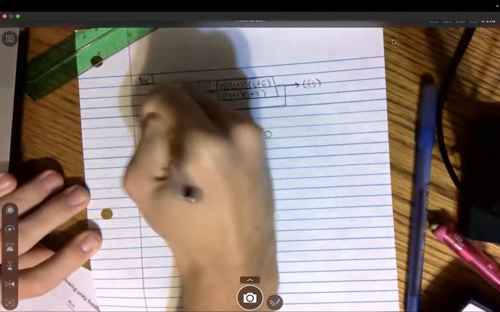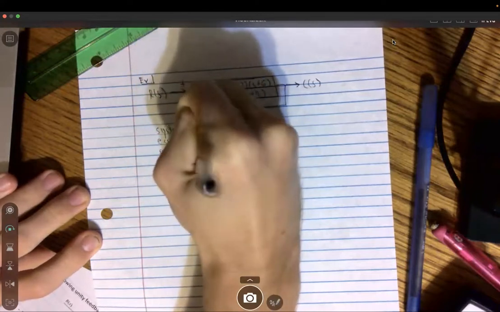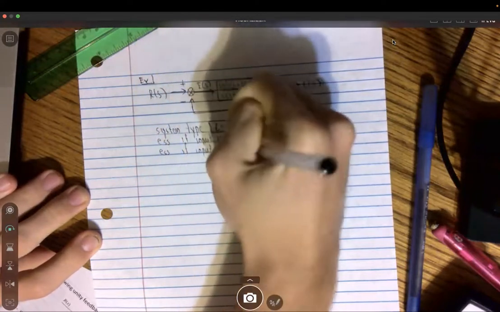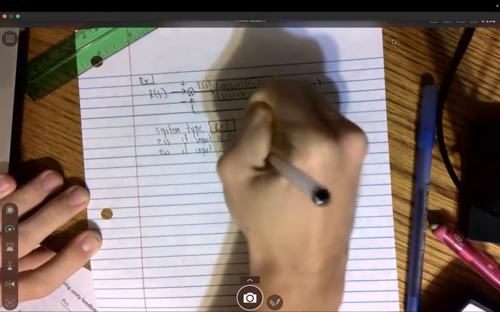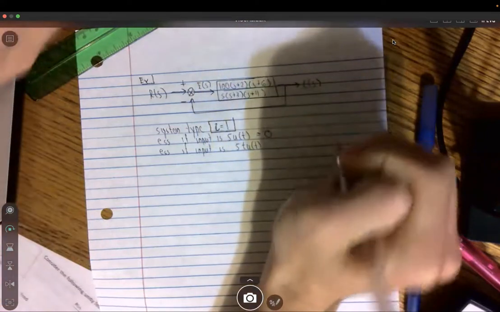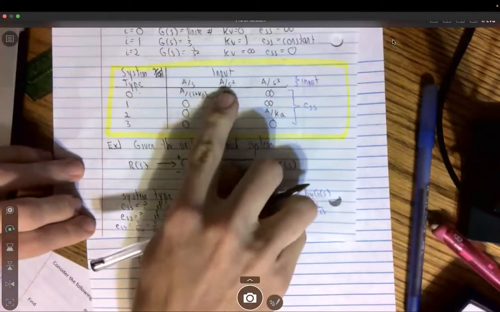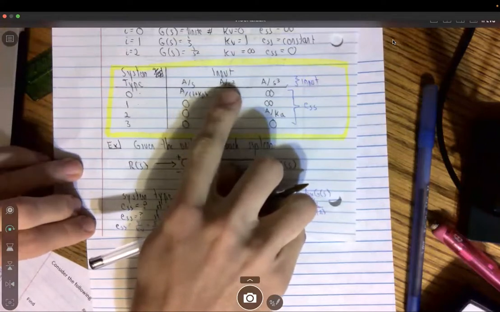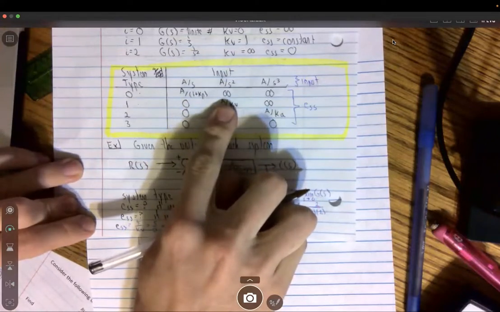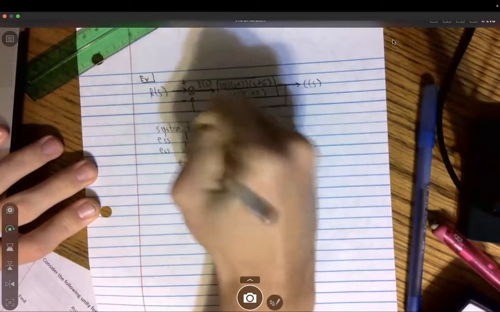And then the error steady state if the input is 5t u(t). Okay, if it's 5t u(t), we have the unit ramp as the input, and so this would be 5 over s squared. And we have one pure integrator, so it's going to be A over Kv. So the error steady state will equal 5 over Kv.